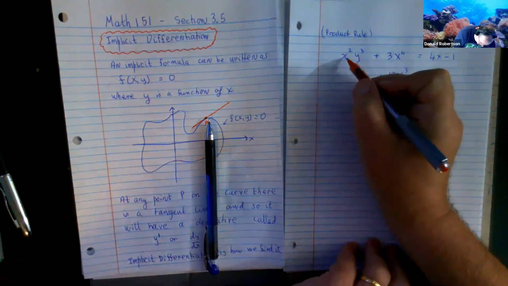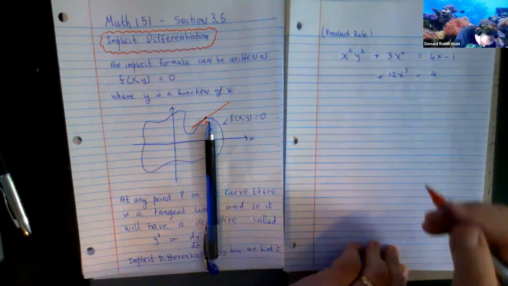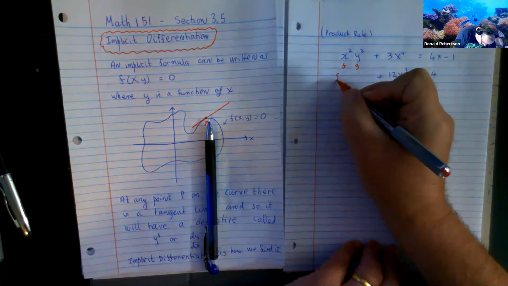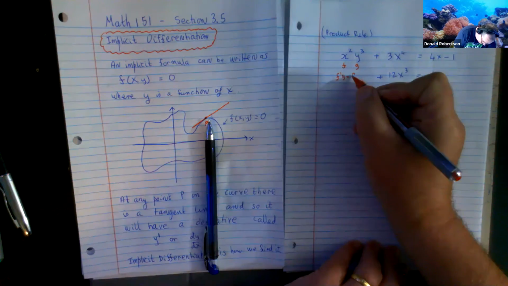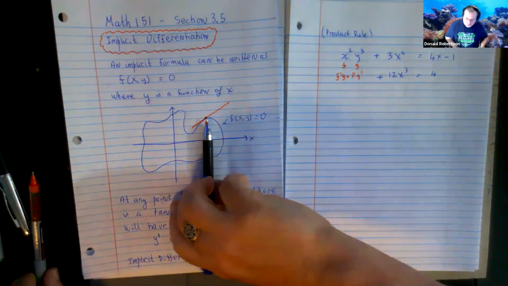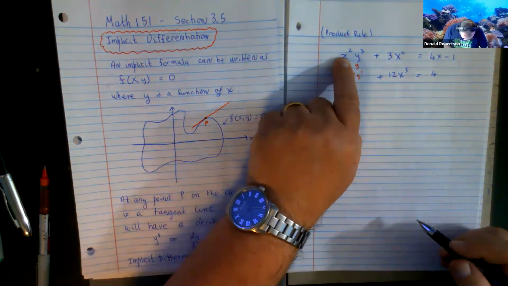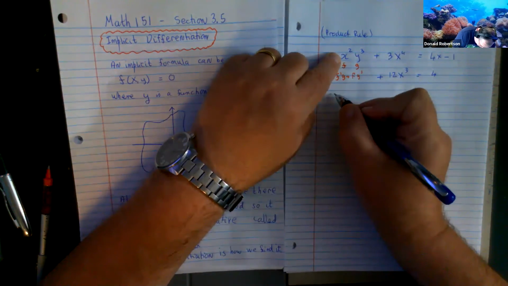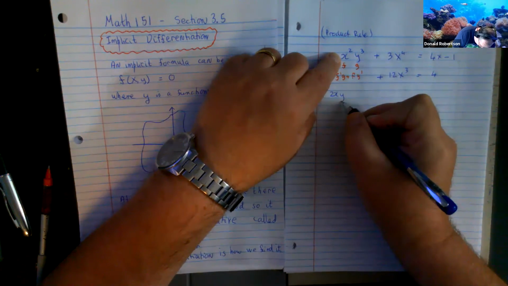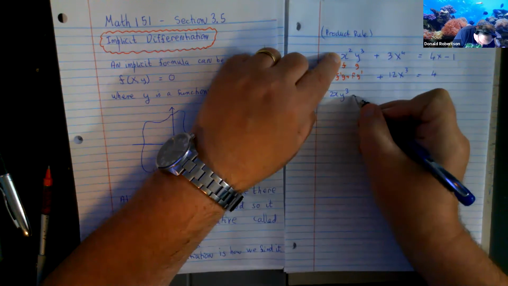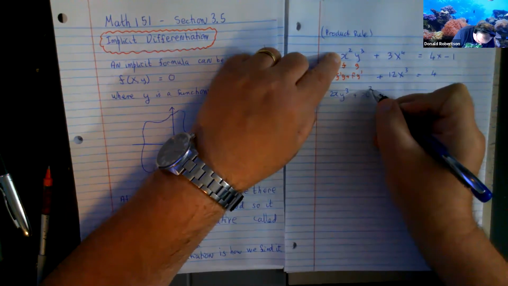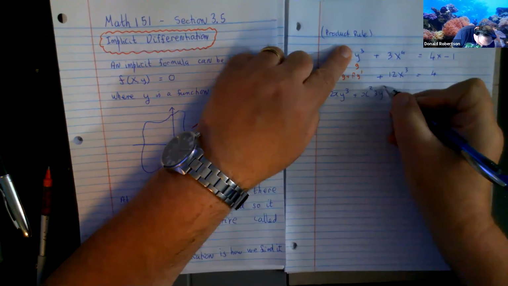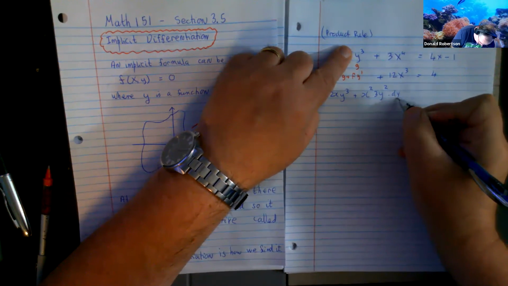But x squared y cubed, it's 2 things multiplied together. That's why it's a product rule. And x squared is going to be the first function, and y cubed is going to be the second. So differentiate x squared, you get 2x, leave the second guy alone, plus first guy alone. And if you differentiate g, you get 3y squared times dy by dx.